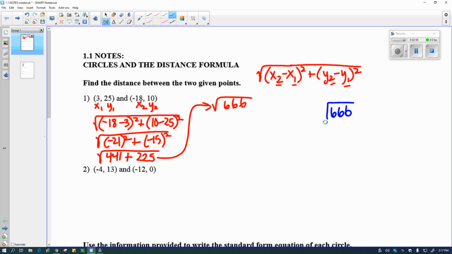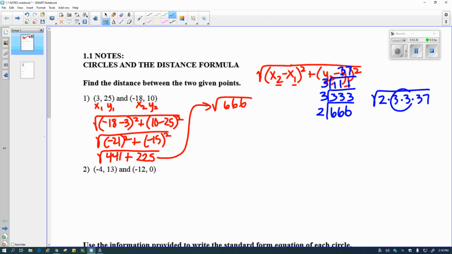I just do repeated division. 666 can be divided by 2. I start with the smallest number that goes in there. That's 333. 333 can be divided by 3. That's 111. 111 can be divided by 3. I keep going with the smallest that I can. 2 doesn't go into 333. 3 does. 3 goes into 111, and that is 37 times. And so what I have here is the square root of 2 times 3 times 3 times 37.